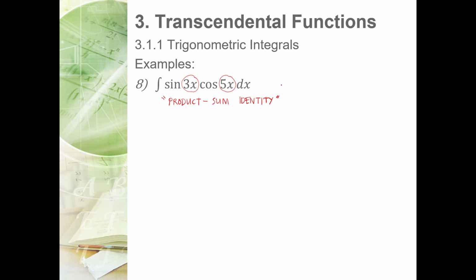So if you try to recall the formula, this would be sine A cosine B is equal to 1/2 times the bracket of sine A plus B, and then plus sine A minus B. So that would be the formula.